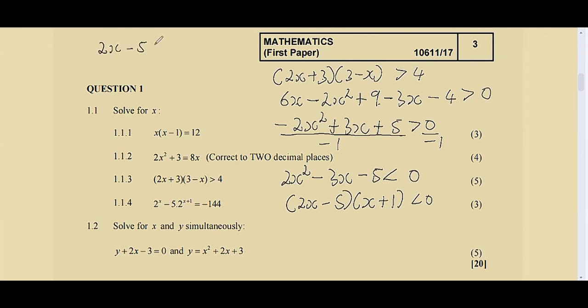You would have 2x minus 5 equals 0. This would be 2x equals 5. Divide both sides by 2, and then x equals 5 over 2. So that's your critical value.